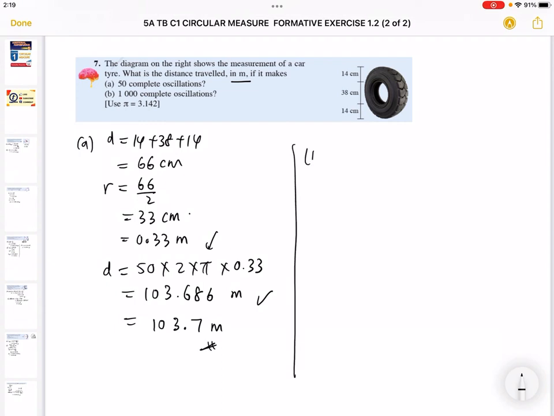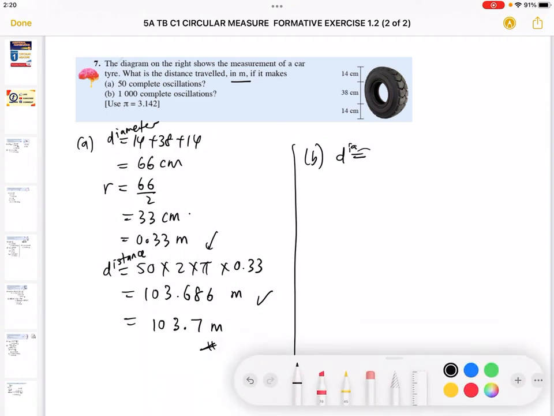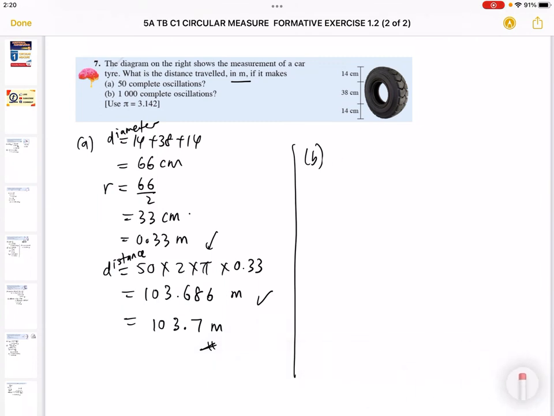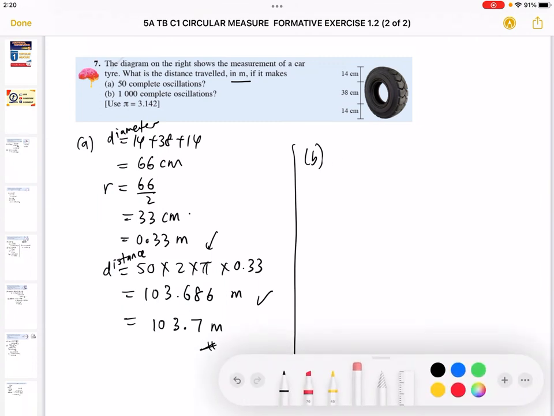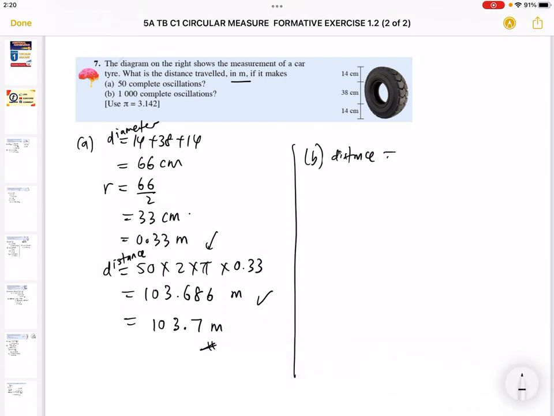Okay. Next one. This is for 50 complete oscillations. If I want to do 1,000, I don't want to recalculate this. By the way, this one is diameter, this is distance, just to be sure. There are 2 different D. The first one, the distance is for 50 oscillations. The second one is for 1,000. So I take this result, 103.686 in meters. This is for 50, I divide by 50, I multiply with 1,000, just use ratio. You should get 2073.72 in meters.